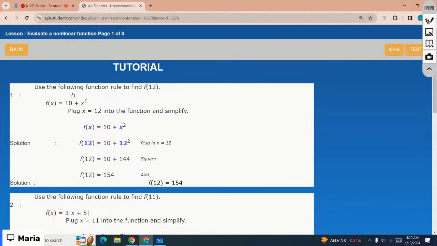Okay, use the following function rule to find f of 12, right? You are given f of x equals 10 plus x square. You need to calculate f of 12. That means you need to replace all the x with 12 and evaluate, right? So that is 10 plus 12 square, and 12 square is 144. So 144 plus 10 is 154. The correct option is f of 12 equals 154.